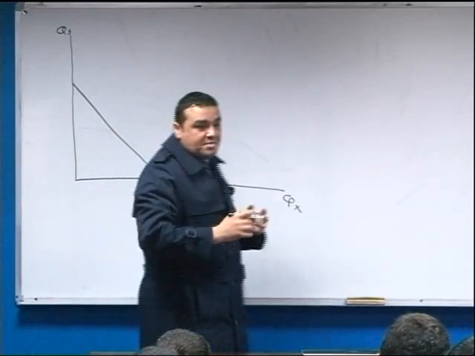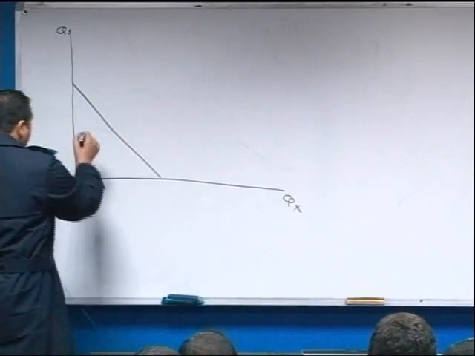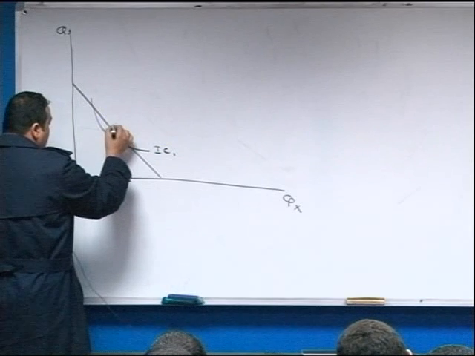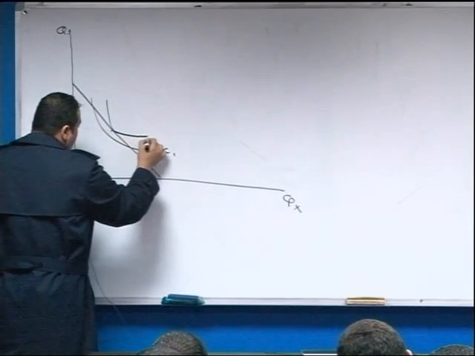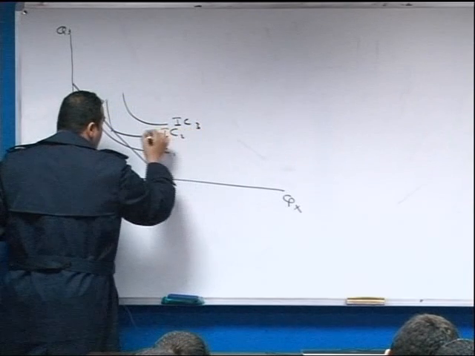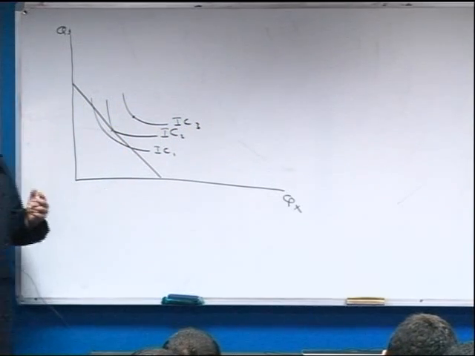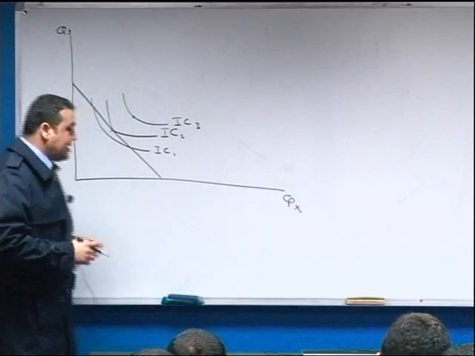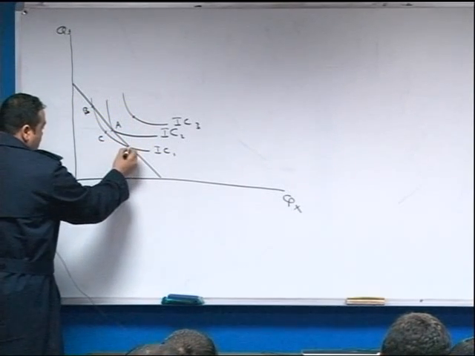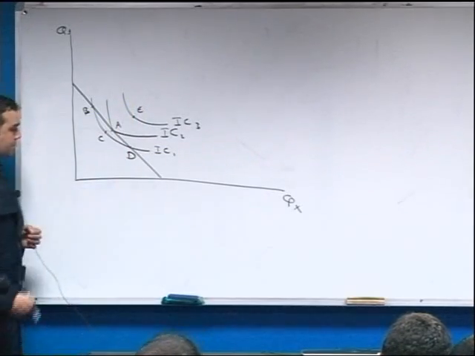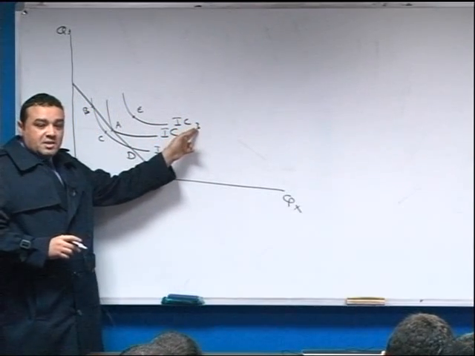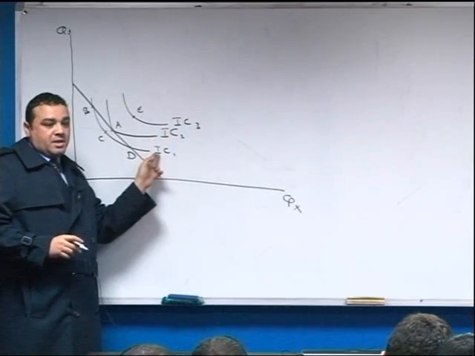Suppose that we have three indifference curves, IC1, IC2, IC3, and we have different points or different combinations of X and Y: point A, B, C, D, E. As you know that indifference curve 3 gives utility larger than IC2 than IC1, right?